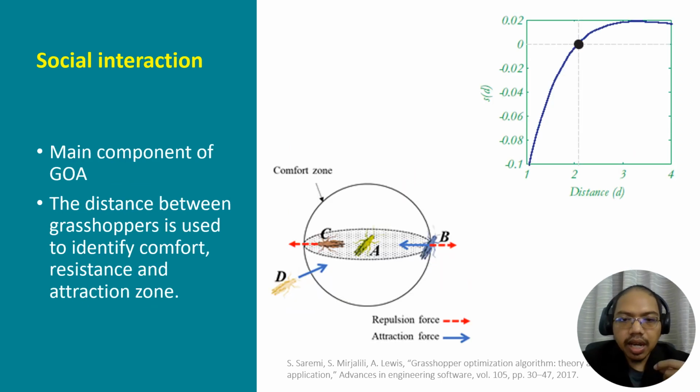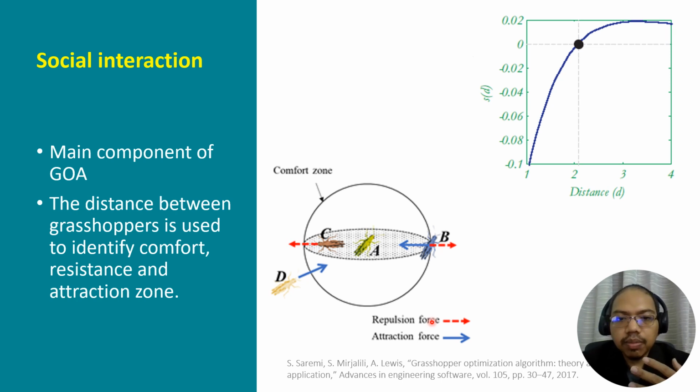The basic idea behind GOA is what we call the social interaction of the grasshoppers themselves, meaning how the grasshopper behaves when it is within a certain distance of another grasshopper. This is what we call social interaction. Now the idea inside the GOA is that we need to identify three zones. So we need to identify what we call a comfort zone, and we also need to have a repulsion zone and also an attraction zone. These three zones are very important because they dictate the movement of the grasshopper.